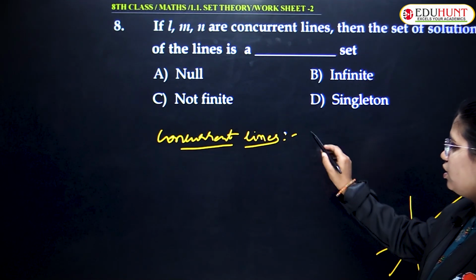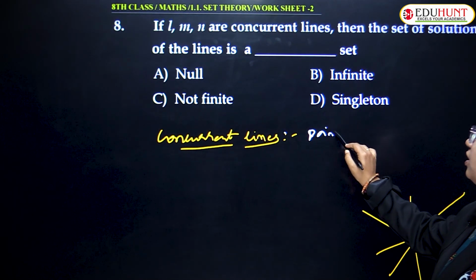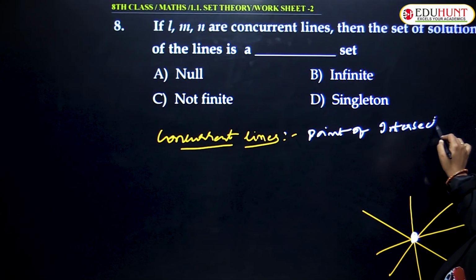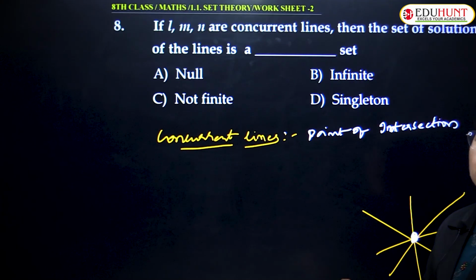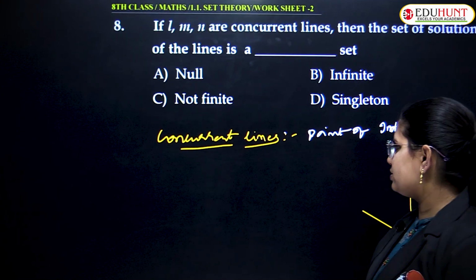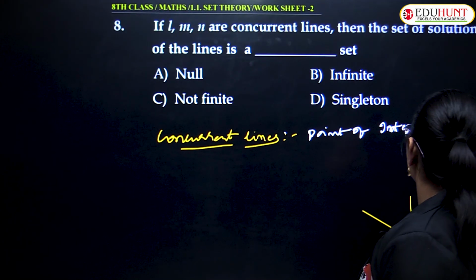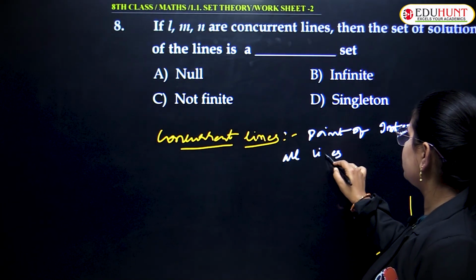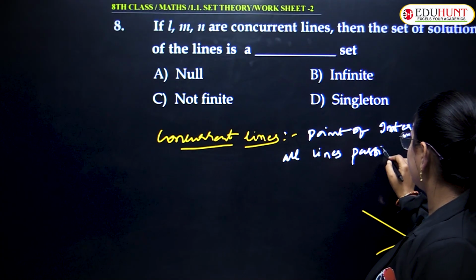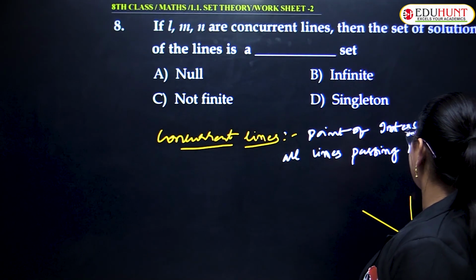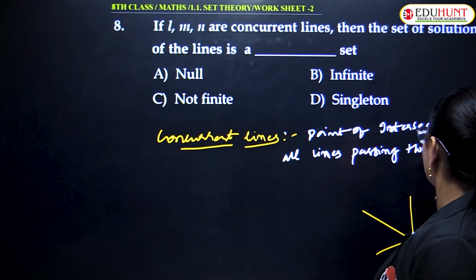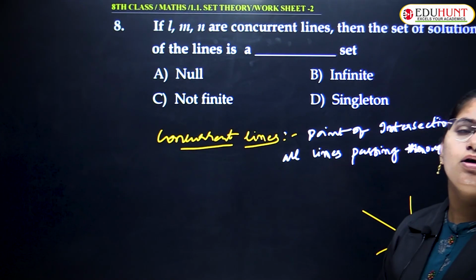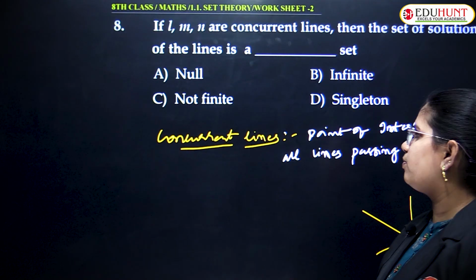You have a single point of intersection. The point of intersection is the same for all the lines. It passes through all lines passing through one point. Passing through one point, right? So all lines pass through one point.